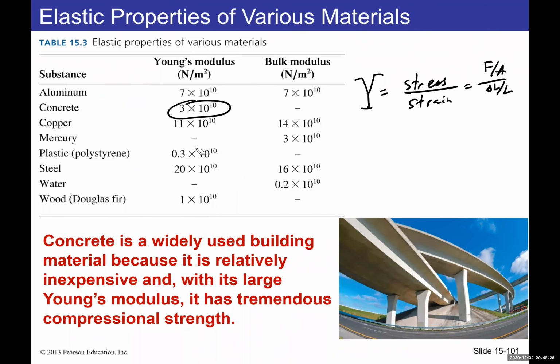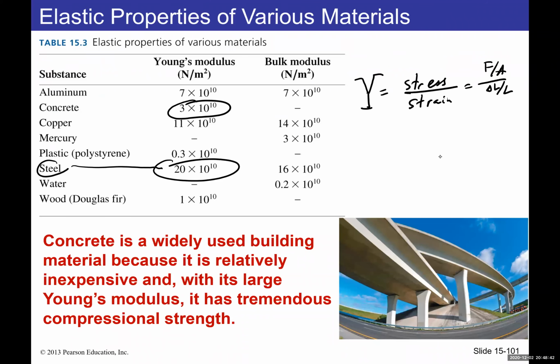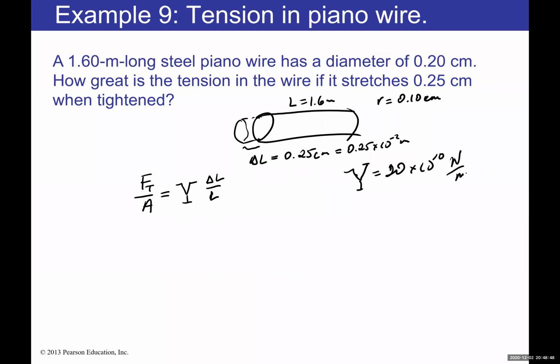So for example, we have a steel piano wire. We come back here and look at the table, so for the steel, it is 20 times 10 to the 10. That means the Young modulus is 20 times 10 to the 10. By the way, the units are newtons per square meter, because remember, delta L over L is dimensionless. So the Young modulus has to have the same unit as the left side, which is newtons per square meter. Then from here, we just solve for the tension force, which is the Young modulus times delta L over L, then times area.